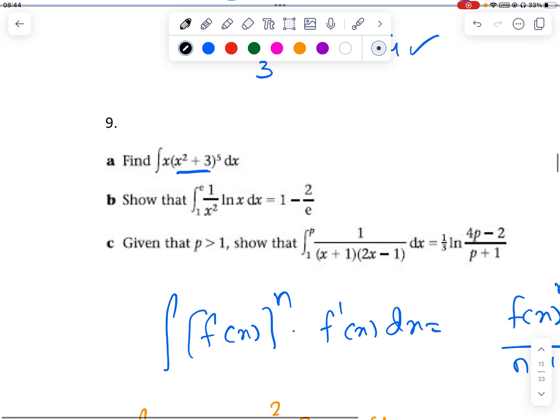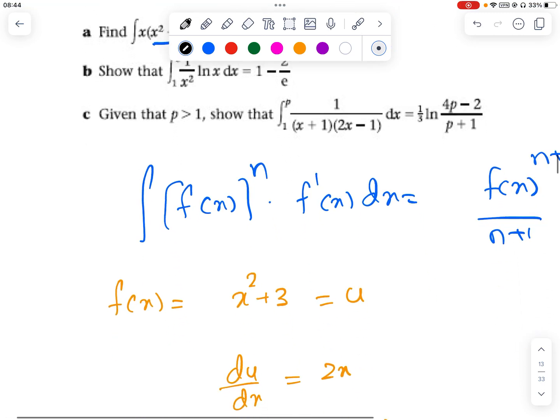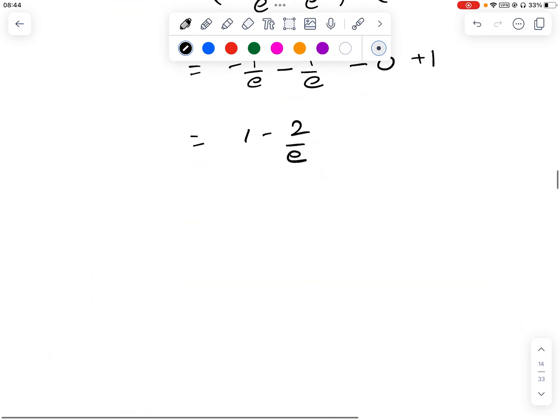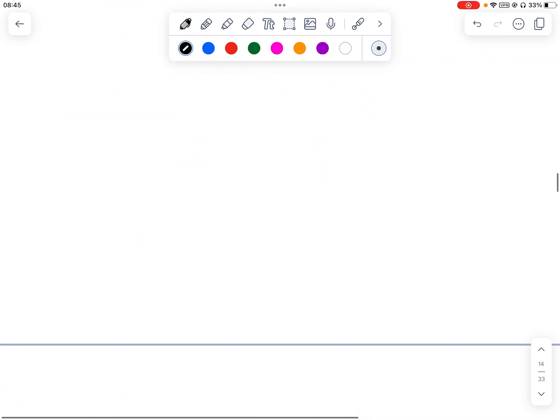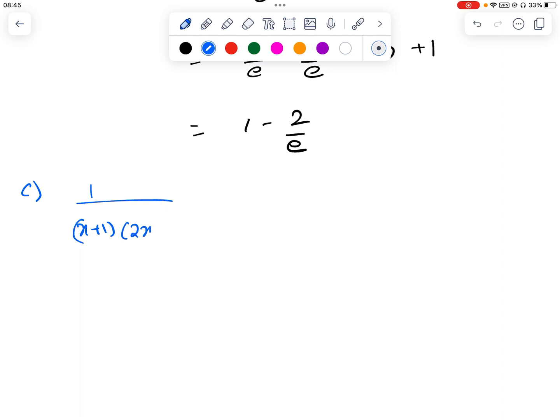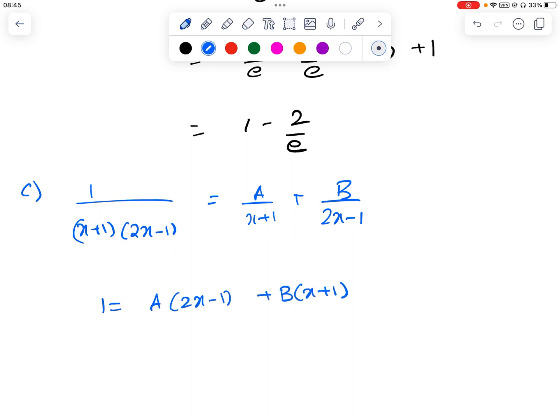Is there any other part in that question? And final part C is also there. This is by partial fractions. We go back and start to do the partial fractions for that. 1 upon x plus 1 times 2x minus 1 equals a upon x plus 1 plus b upon 2x minus 1. So 1 equals a times 2x minus 1 plus b times x plus 1.